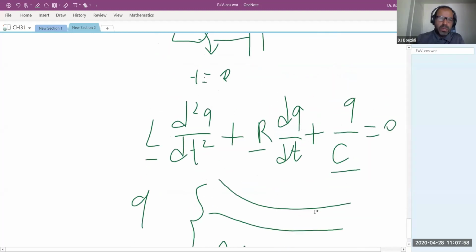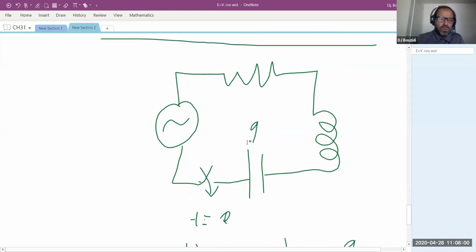So there would be no loss in energy, and there would be no damping. So the reason why you are going to lose charge at the end of the day is because of this resistor. The resistor will kill anything at the end of the day. So that's why your signal at the end of the day will die.